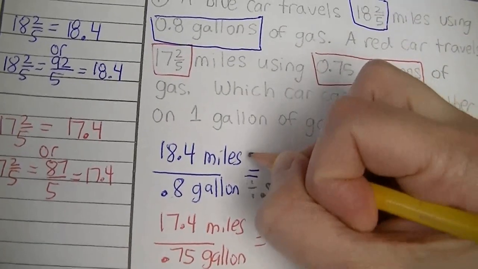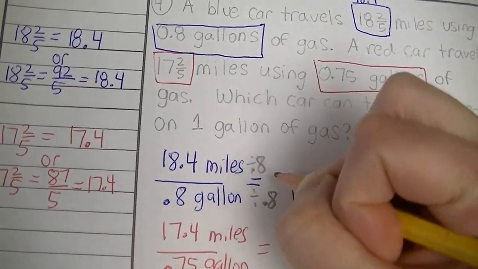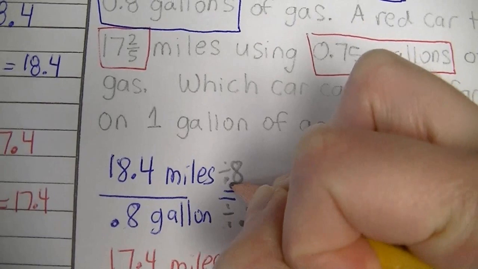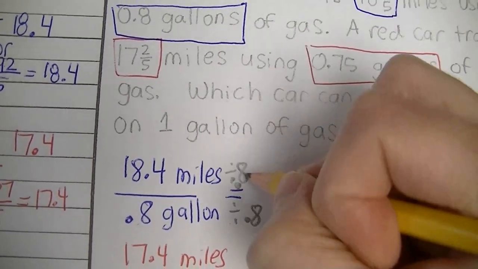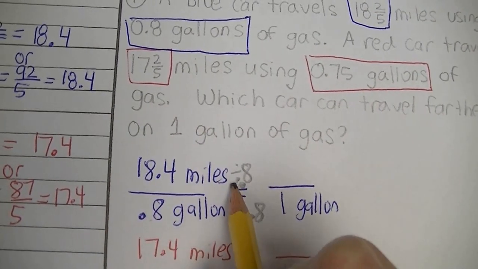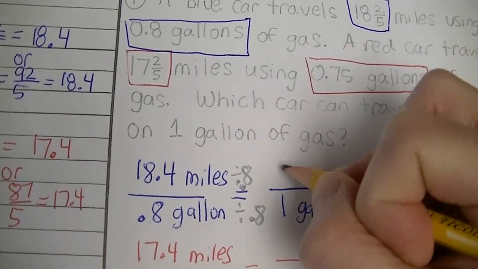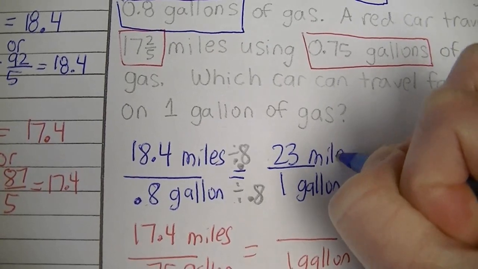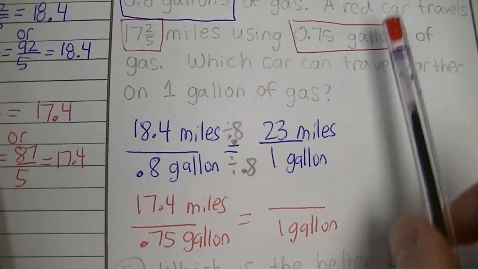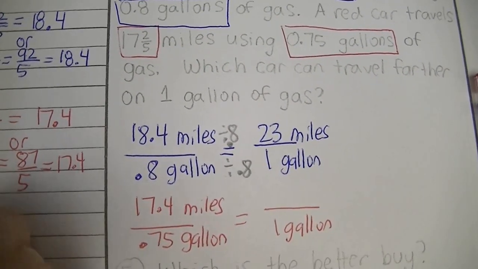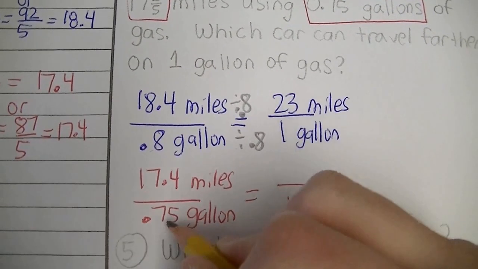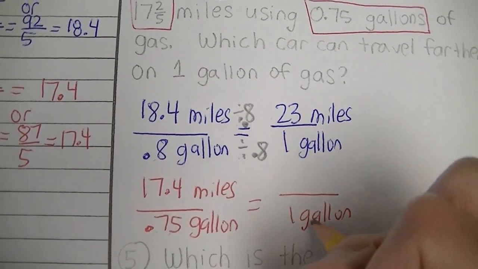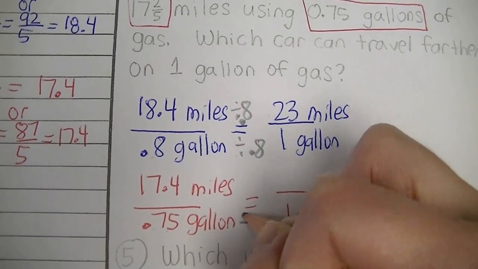So I would have to do that to the numerator. 18 4/10 divided by 8/10, please make sure you put your decimal there, otherwise you will get it incorrect. Okay, 18 4/10 divided by 8/10, you would get 23. And make sure you label it. All right, for the red car, you need to figure out, how do I get from 75 hundredths to 1? Well, we just divided by 75 hundredths.